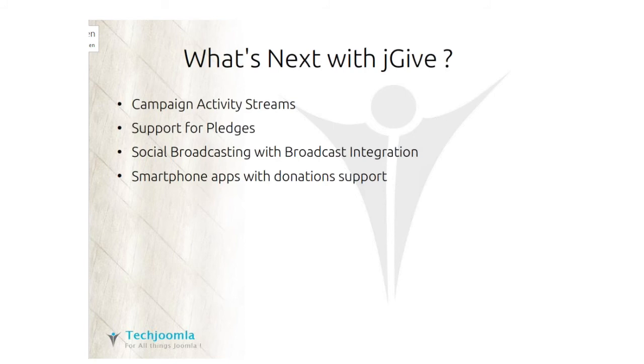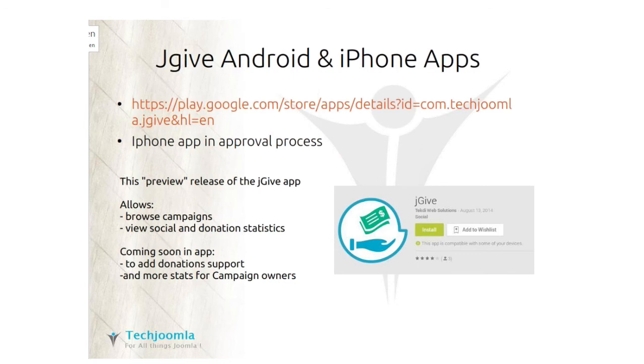Then we also have social broadcasting coming with broadcast integration. Everything that is pushed to the JomSocial or EasySocial activity streams, you can also push to external social networks like Facebook, etc. So that's it from our side.